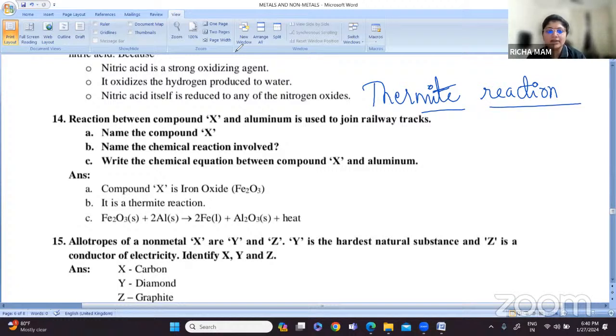Name the chemical reaction involved. It is called the thermite reaction. So this is very important. Please keep in mind which is compound X. It is Fe2O3. Which is the chemical reaction involved? It is the thermite reaction.